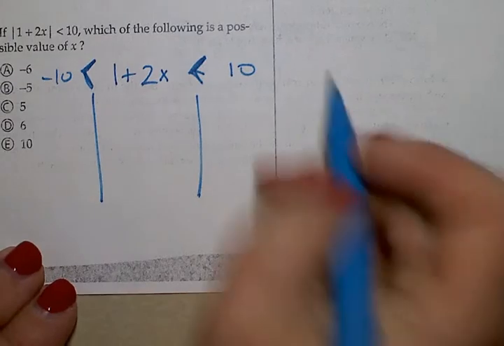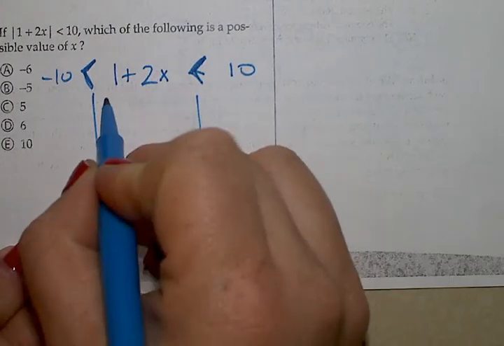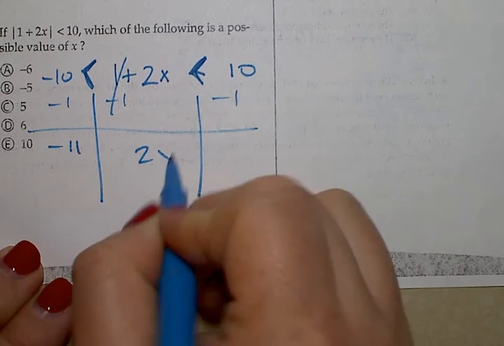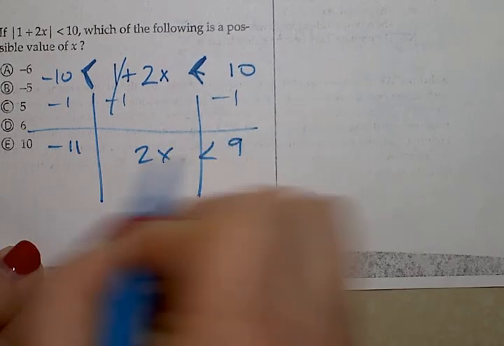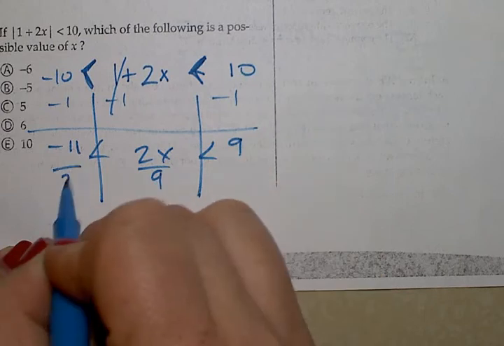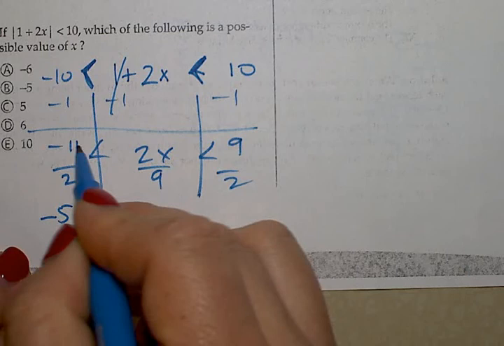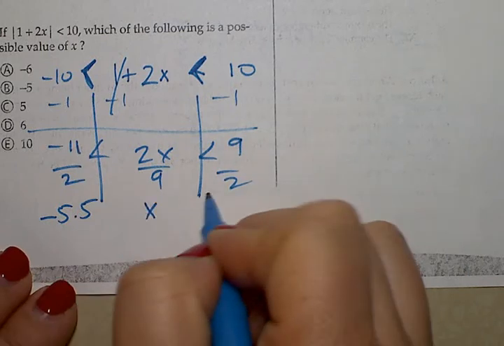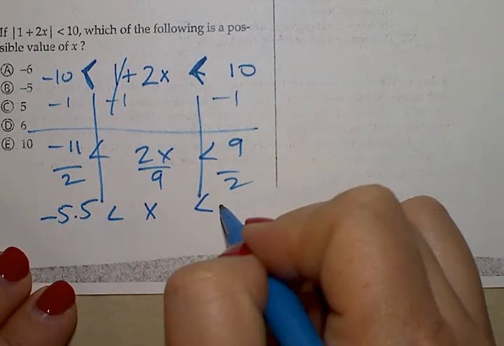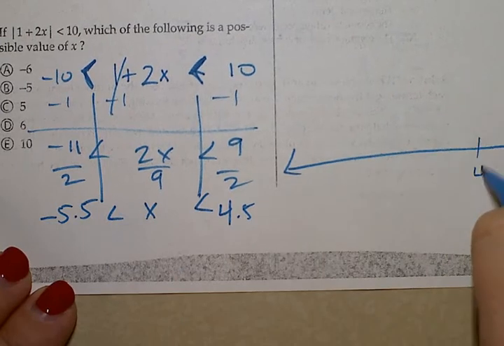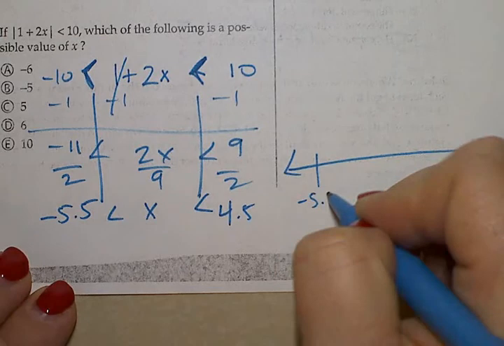that we're solving. So when I solve for the middle, I want to get x by itself, I start by subtracting 1. Now I divide both by 2. So I turn this into a decimal. Negative 11 divided by 2 is negative 5.5. And 9 divided by 2 is 4.5. I'm a visual learner, so I know here's 4.5, and I know here's negative 5.5.